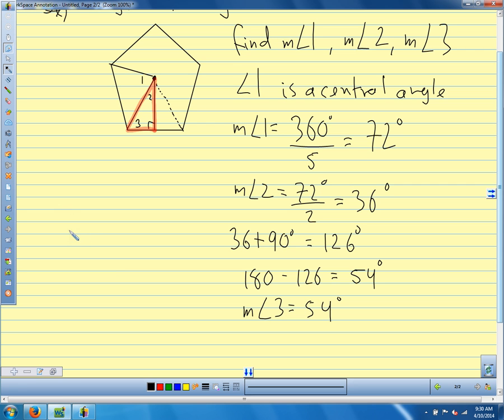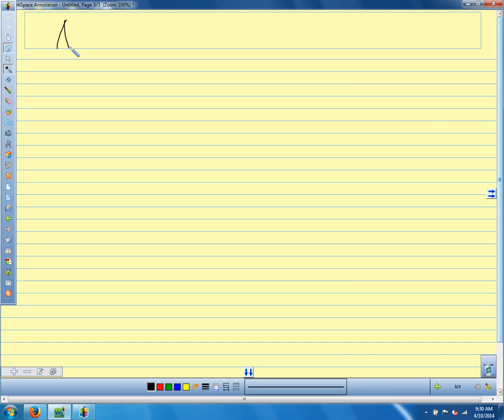All right, so let's talk about our area formula. Any questions about this example? Just finding angles. The key is our central angle and drawing this little triangle. All right, our area. Area of a regular polygon.